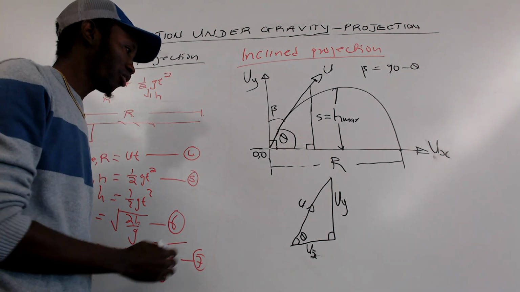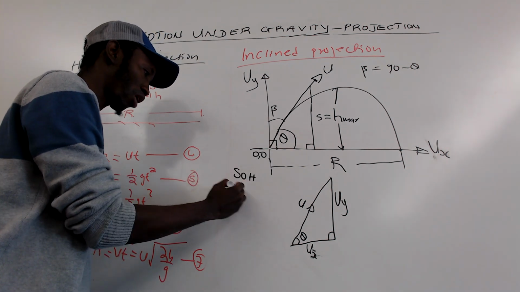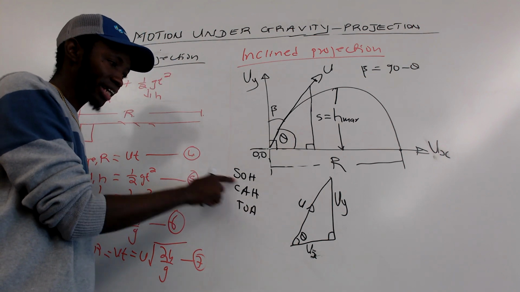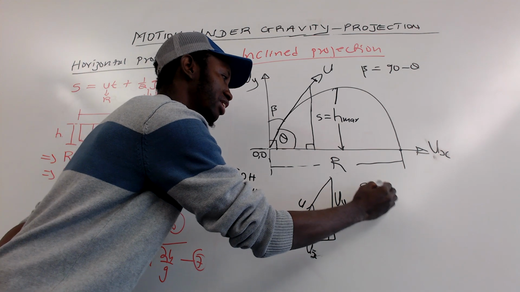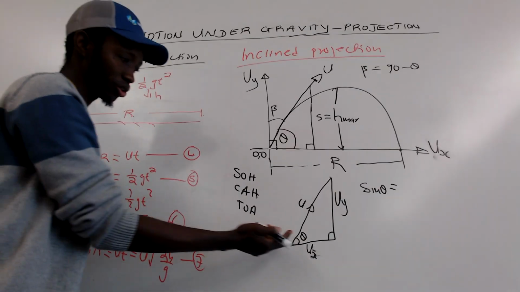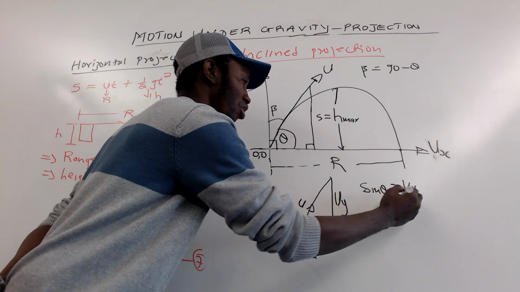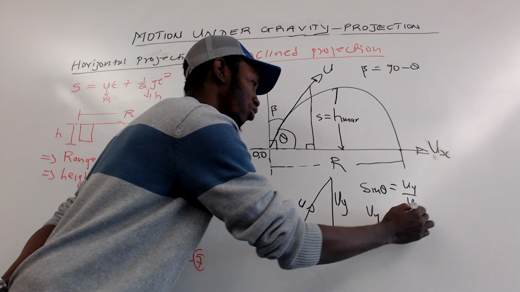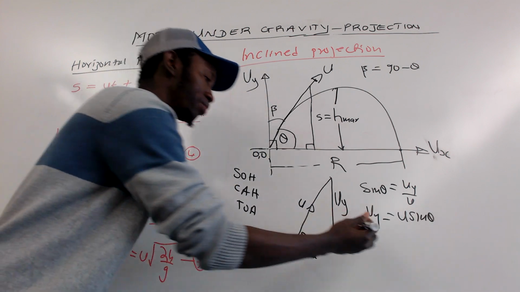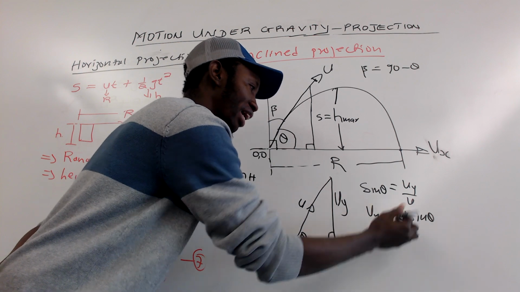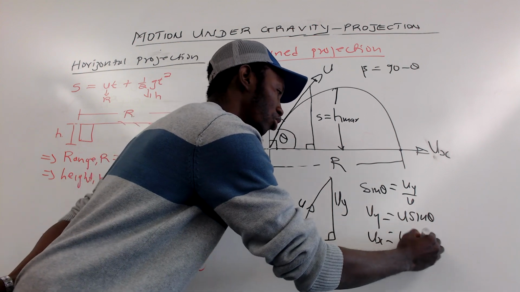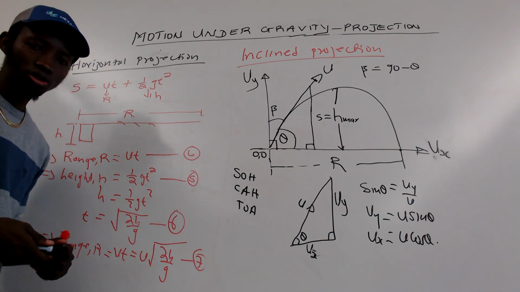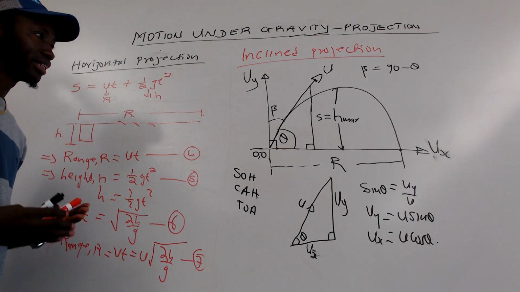So what's next? We can use SOHCAHTOA. S is sine. Sine theta in this case is going to be O over H. So sine theta, the O is uy, over the H which is u. Therefore uy is going to be u sine theta. Similarly, ux is going to be cos, u cos theta. So we have these values.